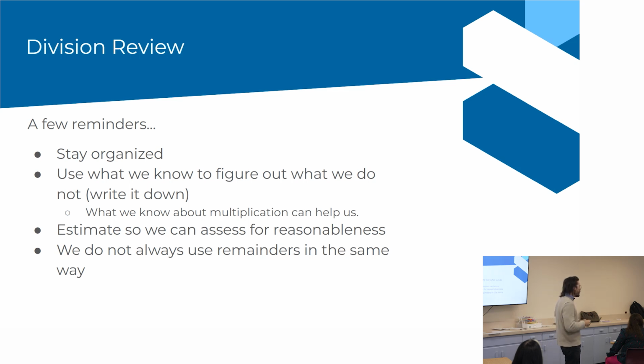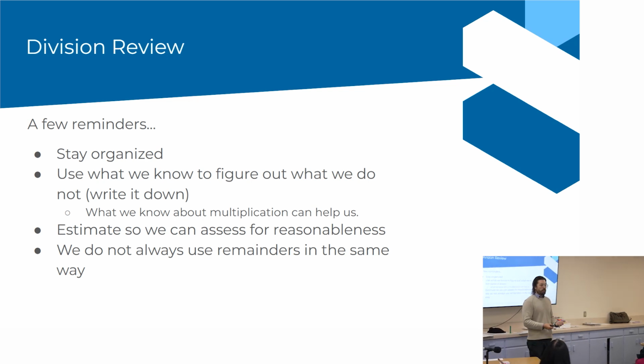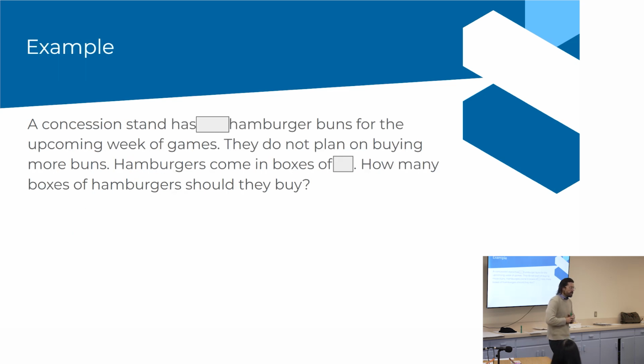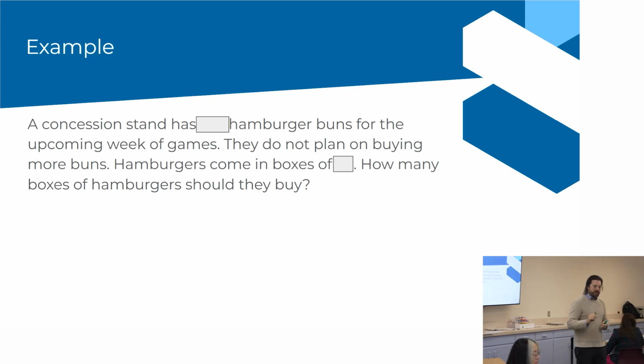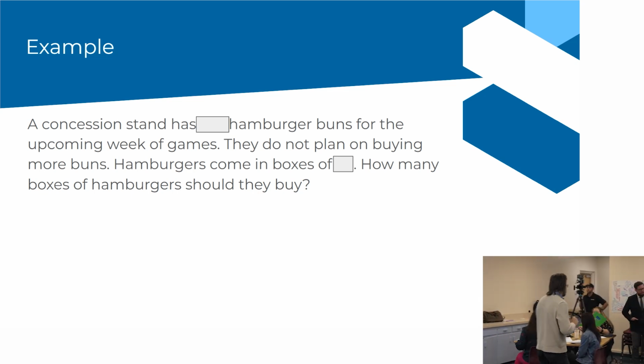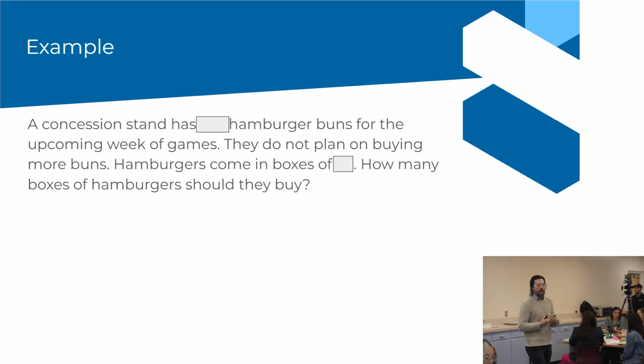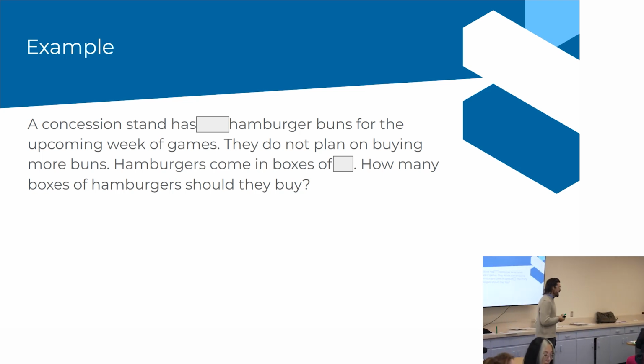And also, we don't always use remainders in the same way. Remember that when we're dealing with context, as you learned last year in 4th grade, sometimes with remainders we need the remainder. Sometimes we have to ignore the remainder. And sometimes we have to round differently depending on what the context tells us. So, a couple things to remember. All right, there should be sticky notes. So grab a sticky note, that way you have somewhere to jot your ideas down. It doesn't have to be formal, but I am going to ask you some questions, and it might be helpful to write some things down.